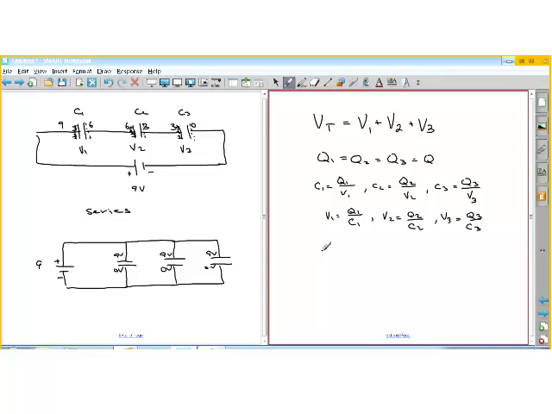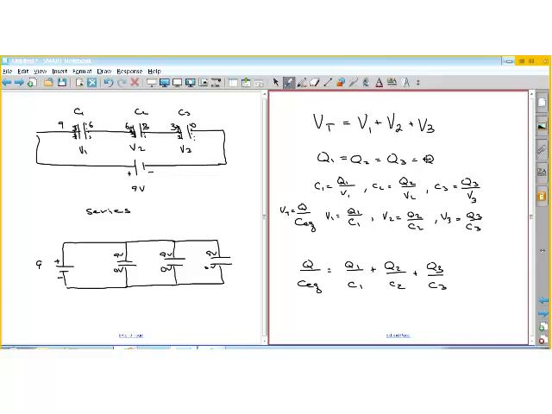Let's just stick that in there. So we're going to say that our total voltage is going to be basically our charge, which in this case is the same for all of them, divided by the equivalent capacitance. So if we plug those in, this is V total. So we get Q over the equivalent capacitance of the three together, and you just add these all together. You just plug them into the original expression for the sum of the voltages. So you get Q1 over C1 plus Q2 over C2 plus Q3 over C3.